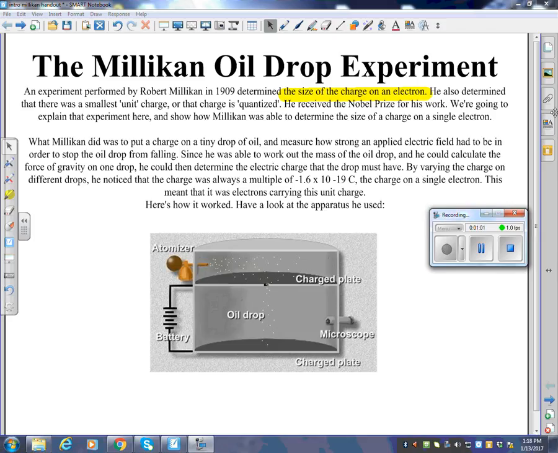By varying the charge on different drops, he noticed that the charge was always a multiple of minus 1.6 times 10 to the minus 19. I'd like you to highlight that, because I don't know that everyone sees that in the research they do. And I think it's important. He found out that the charge on all these different ones was a multiple of that minus 1.6 times 10 to the minus 19.